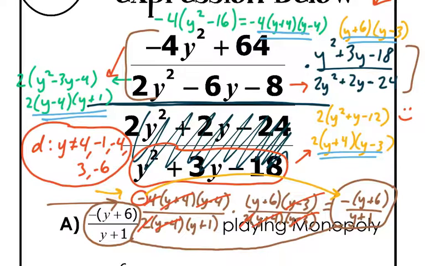You could distribute the negative if you want to, but I like it to keep it factored, so I like the way we kept that answer. That one was really fun.